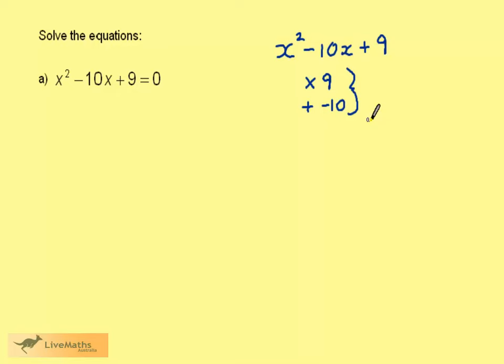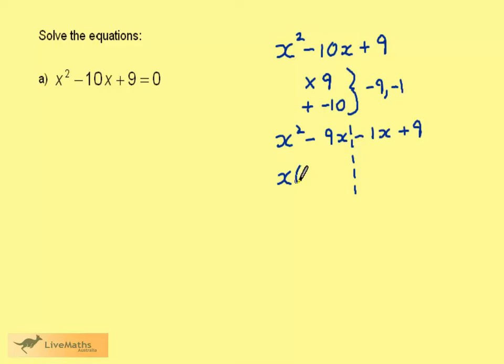Two numbers which will do this are minus 9 and minus 1. Minus 9 times minus 1 is plus 9, and minus 9 add minus 1 is minus 10. We use these two numbers to rewrite the quadratic expression as x squared minus 9x minus 1x plus 9. We then split in half and factorize the left half.